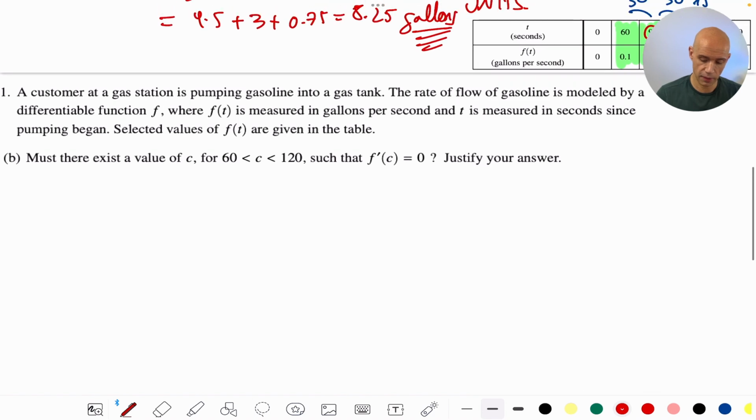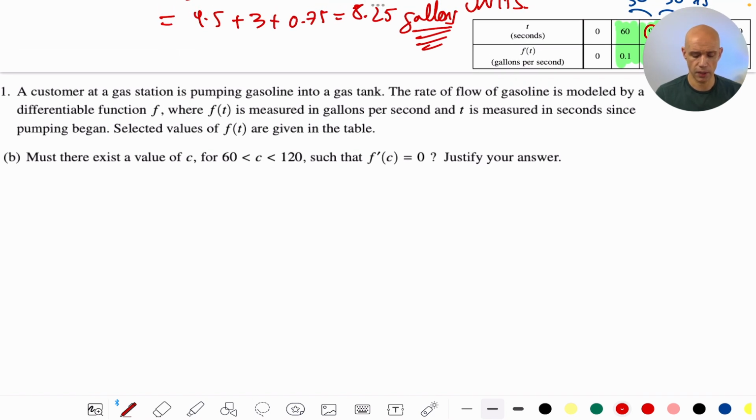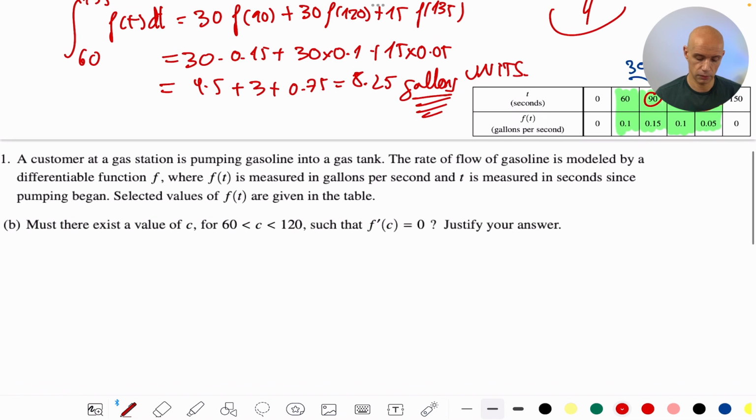The next one asks if there is a value where the derivative is 0. So if there is a moment where the rate, this is the acceleration of the rate. The rate is given, it may be increasing, and then it will be 0 and then decreasing. Probably the idea is that you start pumping, then you pump more and more, and then you slow down that pumping before you stop, something like that. Okay, so the mean value theorem.